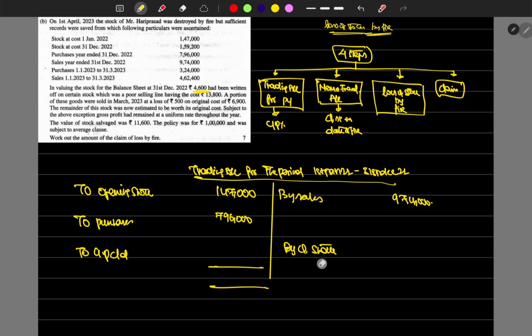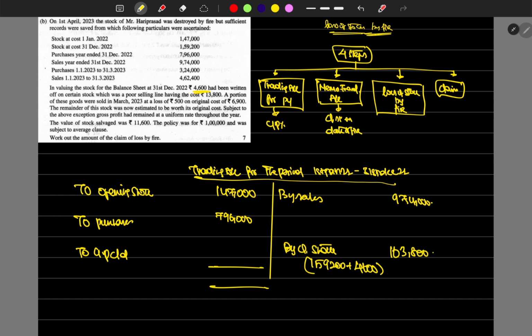Okay, we'll calculate the closing stock now. Closing stock they have given is 1,59,200, plus what they have said is they have removed the 4,600 worth of stock, which has actually a selling loss of 500. Okay, so that we have to add back. So 4,600 added, so 1,59,200 plus 4,600, which is 1,63,800 is the closing stock.